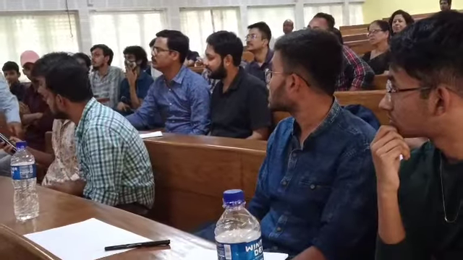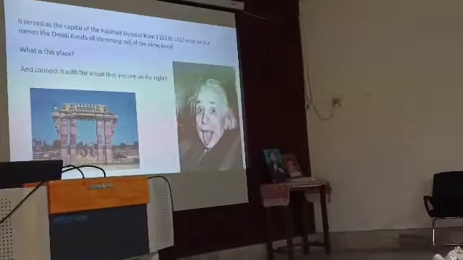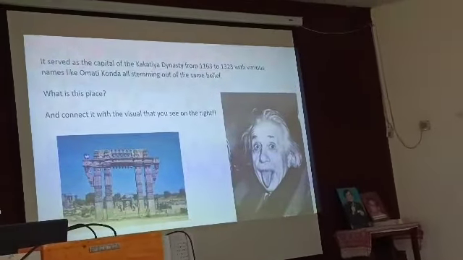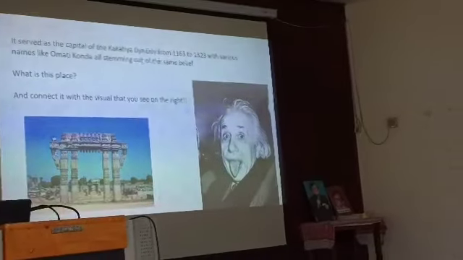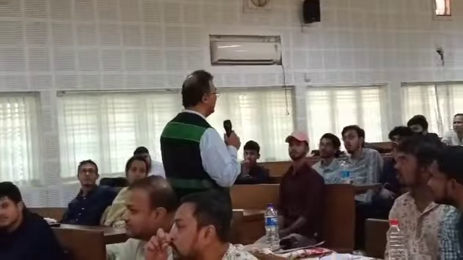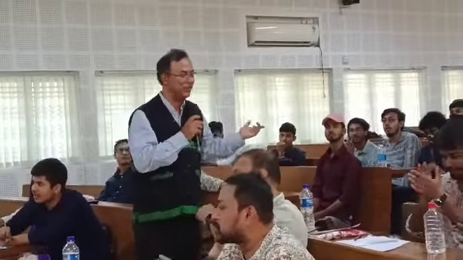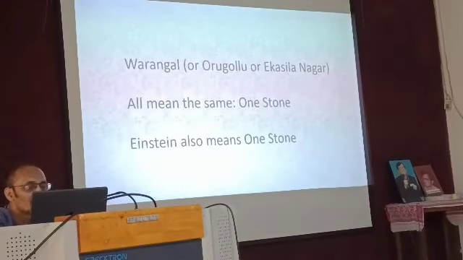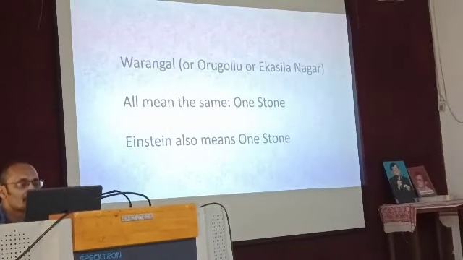You're correct. Okay. So with various names like Omatikonda, all stemming from the same belief. So that is the belief, the connection to the belief. All of these places, the word Warangal itself means one stone. Einstein also means one stone. So there are Warangal, Orugallu, Ekashila Nagar, these are all different names of the place, all with the belief that the place is made of one stone.